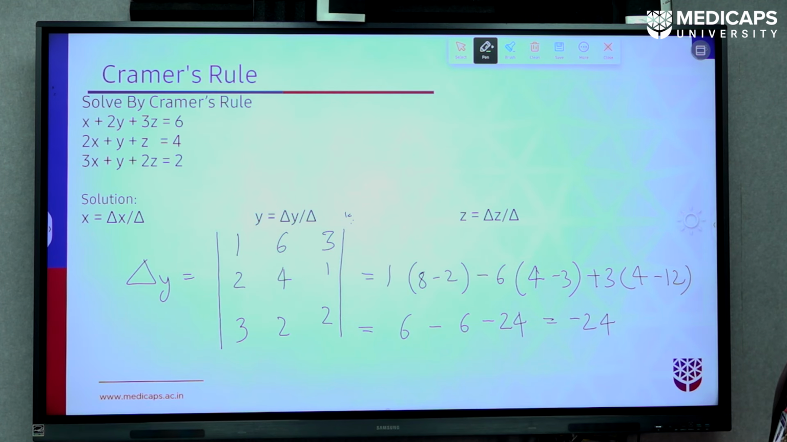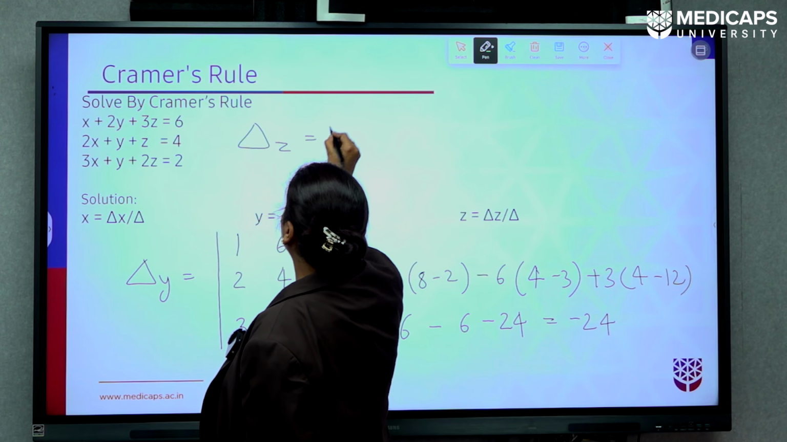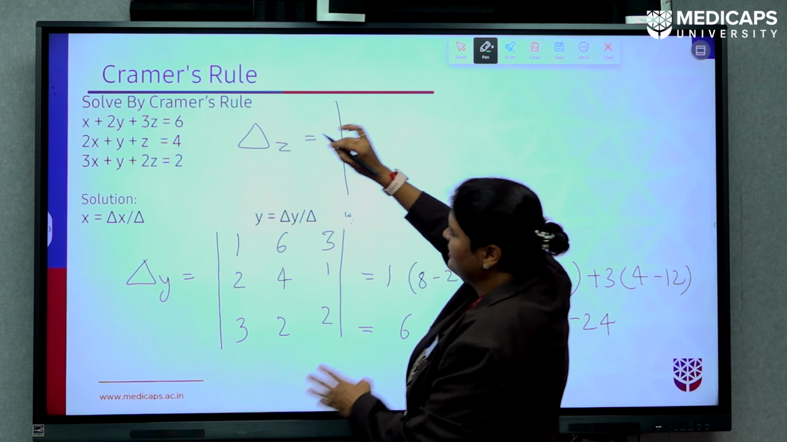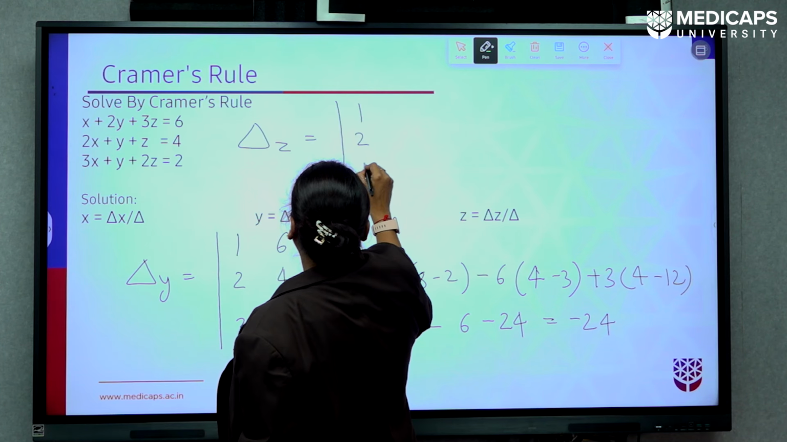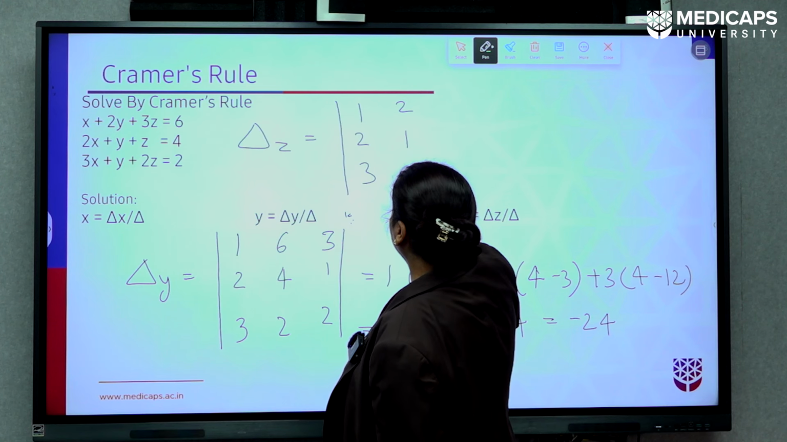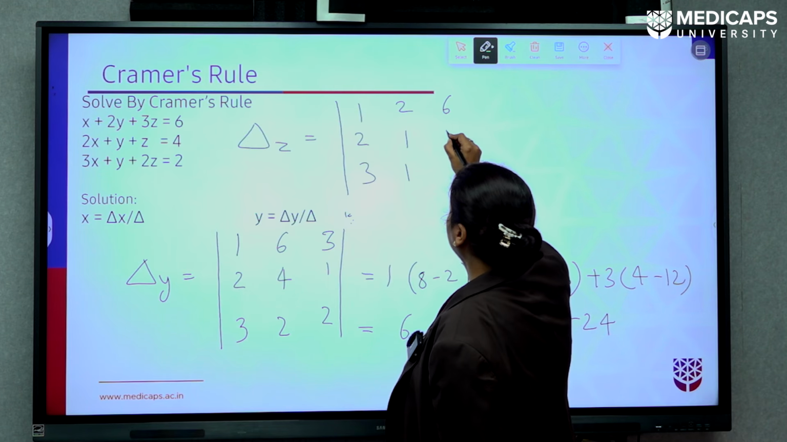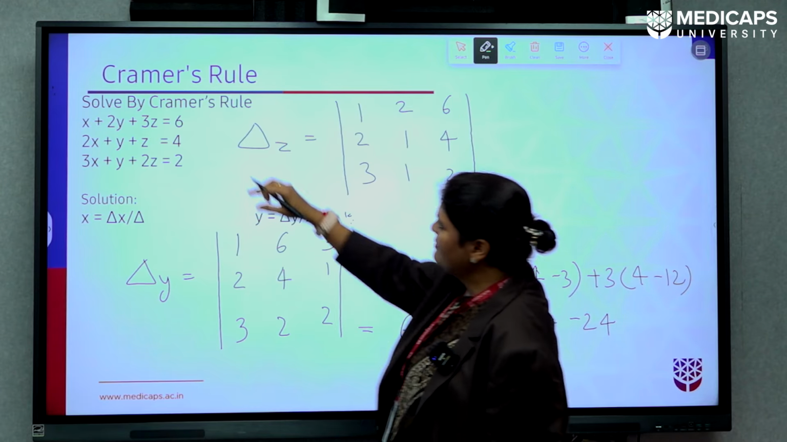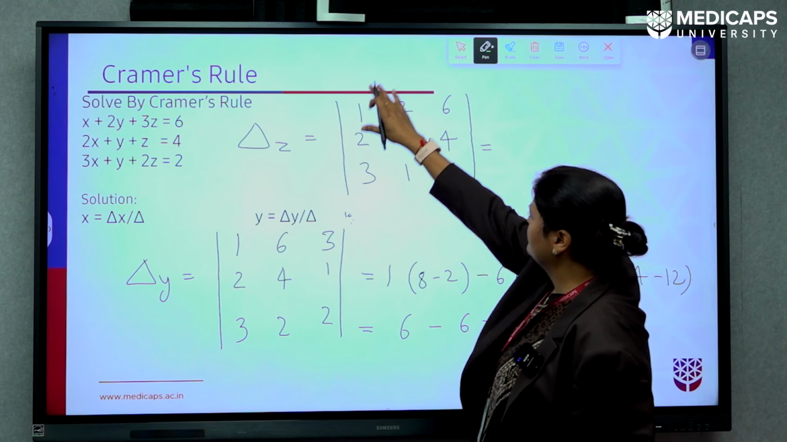In the same manner, we are going to calculate delta z. So here I am calculating delta z. What will we not write? From the coefficient matrix, we will not write the z coefficients. What will we write? We will write the x coefficients and the y coefficients. How to remember: the one whose value we have to find, we don't keep it; in its place we put the constants 6, 4 and 2. Instead of the coefficient of z, we are putting this constant 6, 4 and 2. So let us calculate this also.